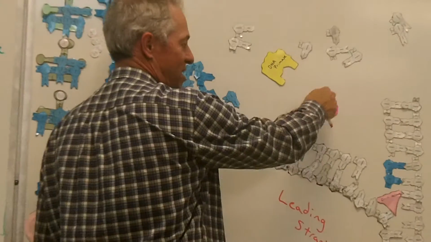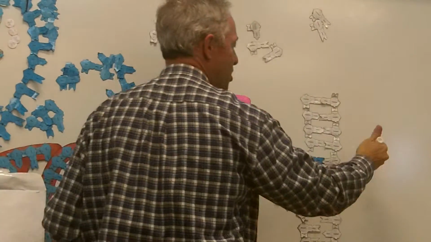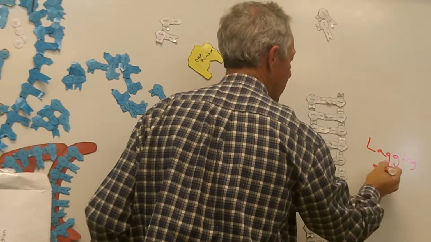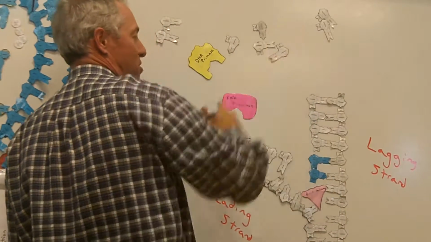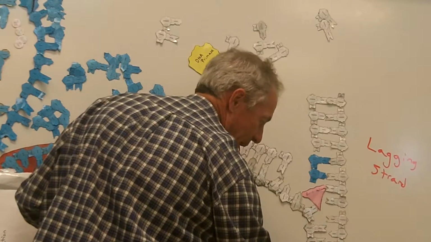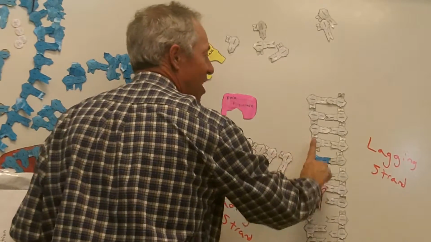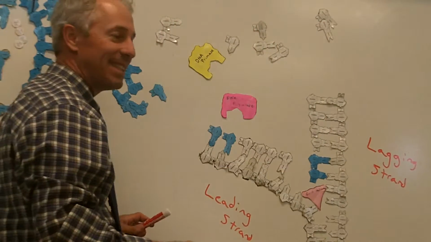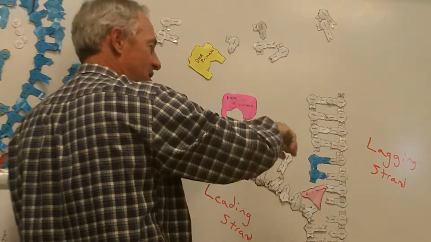Because there's many of these enzymes doing their job. The other side is called the lagging strand. And the lagging strand gets copied backwards. Where the zipper's going down this way, the helicase is going down this way, but the lagging strand gets copied upwards, away from the helicase. Why is that? It's because DNA always has to be copied in the same direction.